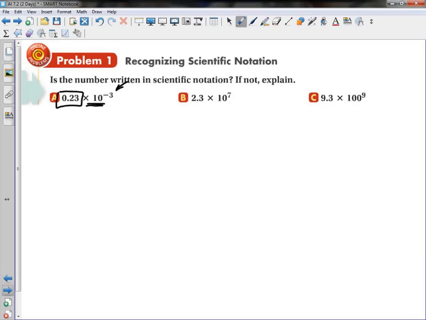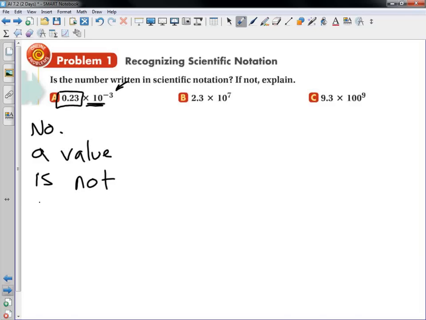That A value is less than 1. Remember, we want our A values to always be between 1 and 10. Only one digit on the outside of the decimal place. So this is no. It is not in scientific notation. The reason why is because of the A value. It is not bigger than or equal to 1, but less than 10.